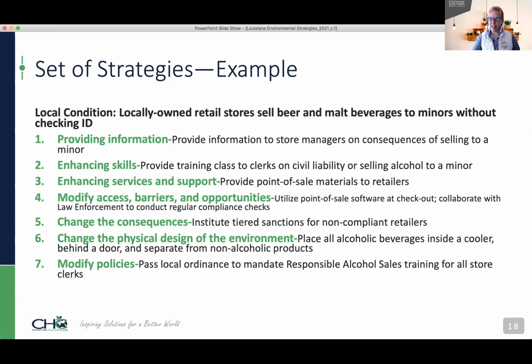So they're scanning IDs, and it cuts out the calculation that a store clerk has to do in their head, and the computer does it for them. Or collaborating with law enforcement to conduct regular compliance checks.